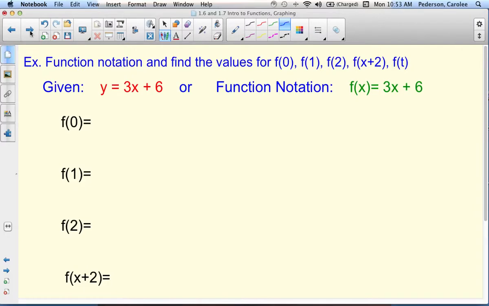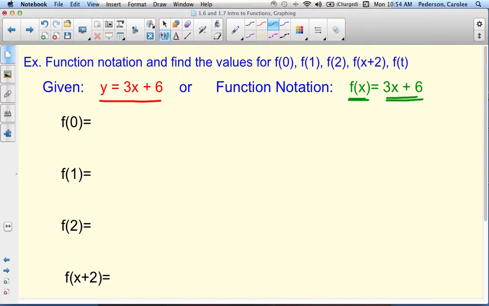So here's an example. This is what I do want you to write down. We want to evaluate this function for f of 0, f of 1, f of 2, and then we'll just try a few more, f of x plus 2 and f of t. If we give you an equation that looks like this, y equals 3x plus 6, you can also rewrite it as a function where you drop the y and replace it with f of x. And then this right side is still the same.